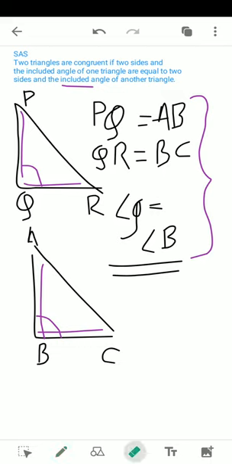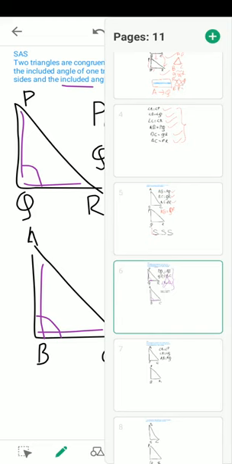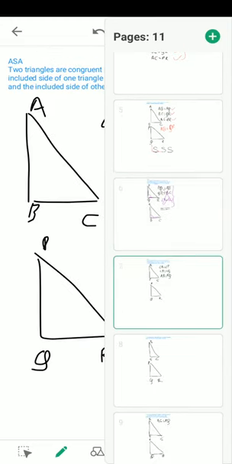Here, if I would have had PQ equals AB, QR equals BC, and instead of angle Q equals angle B, if I had some other angle, say angle R equals angle C, this would not have satisfied the conditions of our theorem. So we could not have said that those two triangles will be congruent to each other. So let us move ahead with some more conditions.